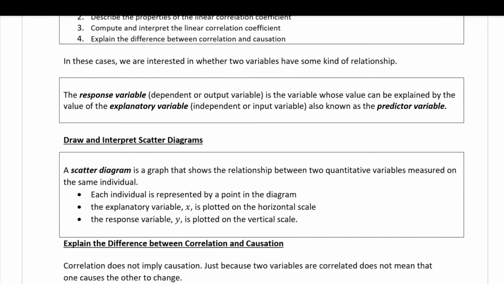Okay, so draw and interpret scatter diagrams. A scatter diagram is a graph that shows the relationship between two quantitative variables measured on the same individual. Okay, so in this scatter diagram, each individual is represented by a point on the diagram. The explanatory variable is the x value. That's usually on the horizontal scale. Okay, so the independent variable is always on the horizontal scale. And the response variable y would be on the vertical scale. That's the dependent variable.